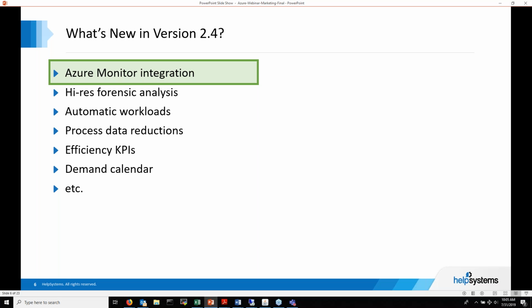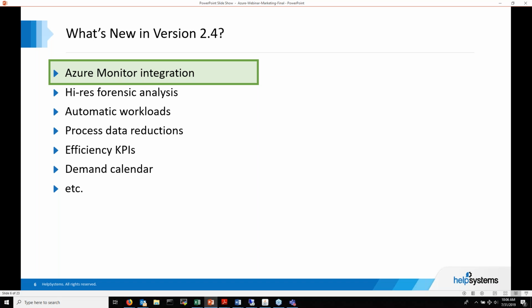We did add high resolution forensic analysis. This is our ability to collect, manage, store, and provide analysis at a 1 second granularity. You may have unique situations with applications or services where you need to have that really detailed level of understanding, and we can provide that for you with our high resolution forensic analysis.